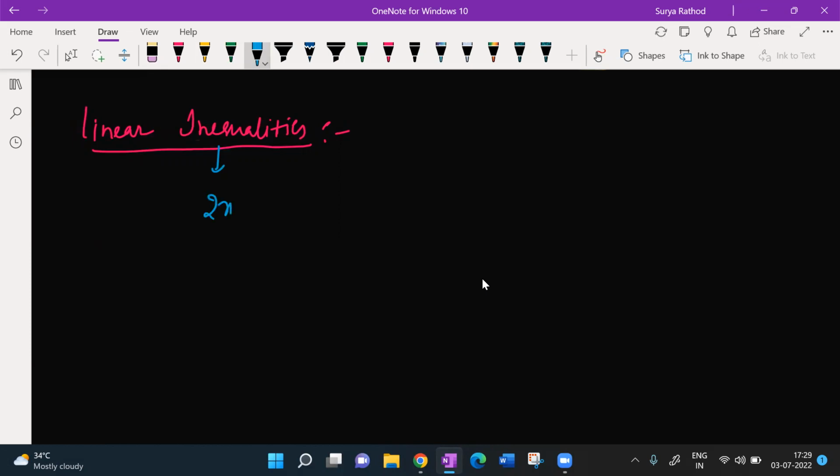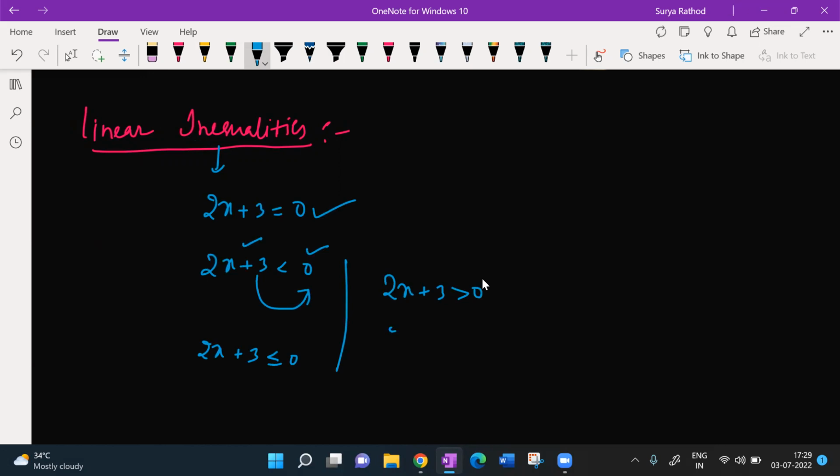Suppose look at it, 2x plus 3 is equal to 0. This is my linear equation. Now, if I say 2x plus 3 less than 0, this is an expression, and this is also an expression. I'm comparing these two expressions. Or else this can be written as less than or equal to 0, or 2x plus 3 greater than 0, or 2x plus 3 greater than or equal to 0. These all are linear inequalities.